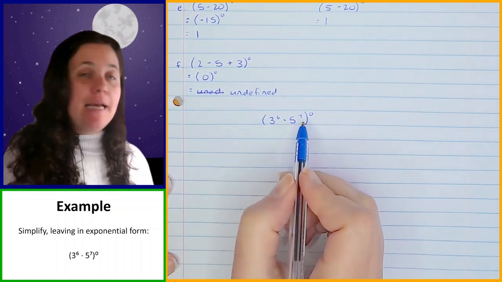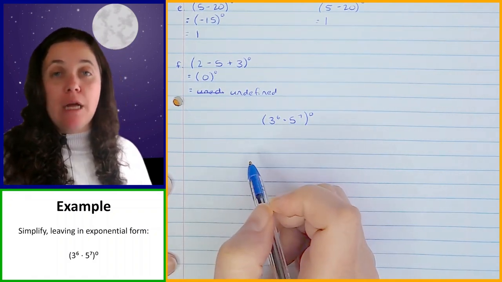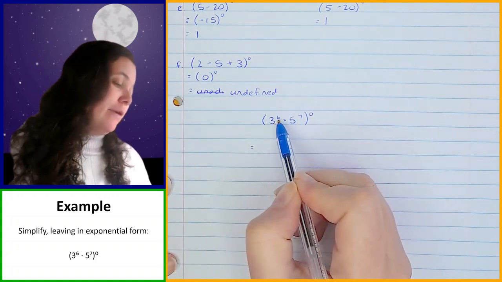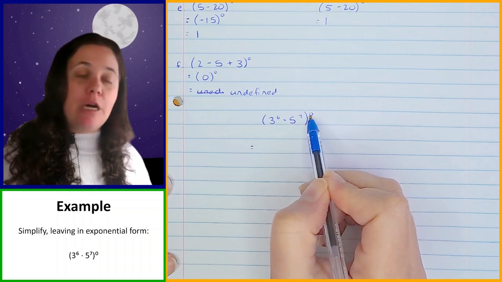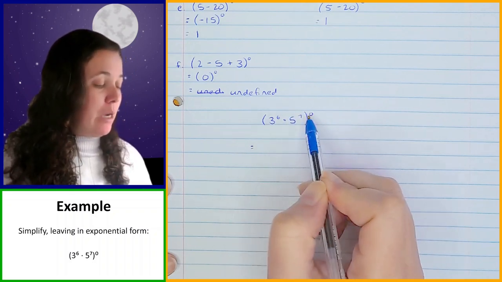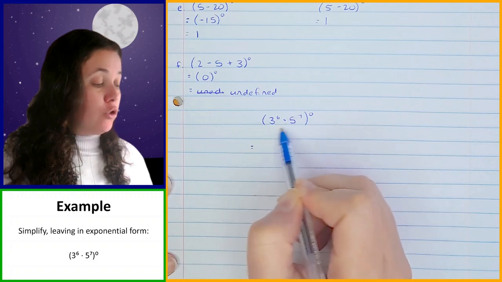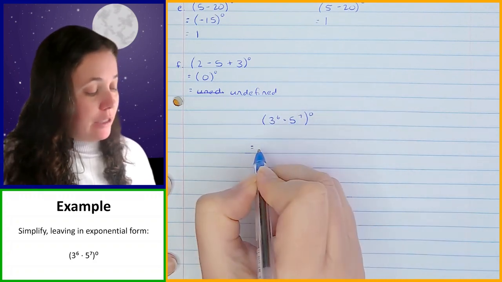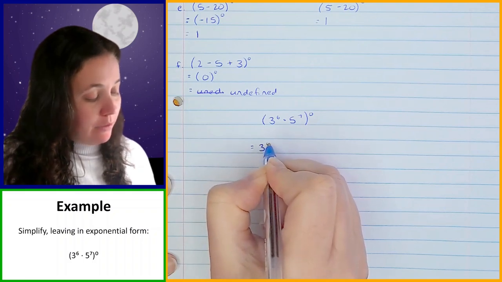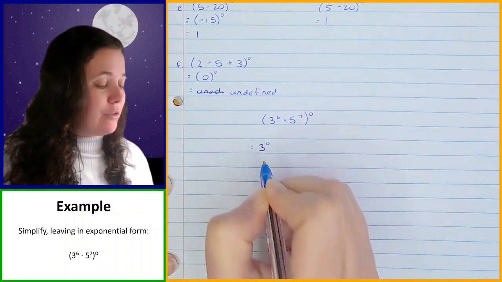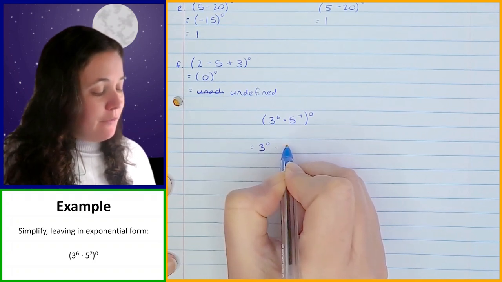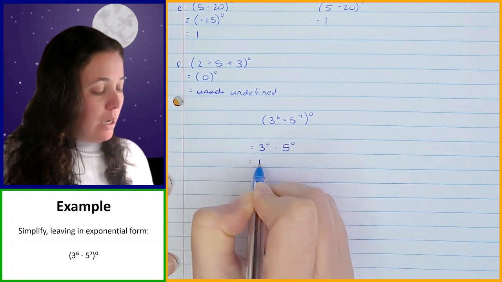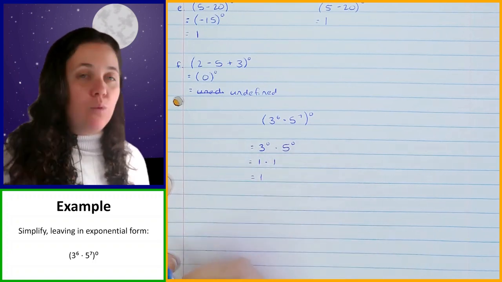The first way is to use the power of a power rule and then simplify each one separately, where we would say, okay, now I can say 3 to the power of 6, I multiply by the exponent outside, because I've got a power inside and a power outside, and also because this is a product, I need to do it to every single factor of that product. So I'm going to say 3 to the power of 6 times 0 is 3 to the power of 0, times 5 to the power of 7 times 0 is also 0. That gives me 1 times 1, which is equal to 1.